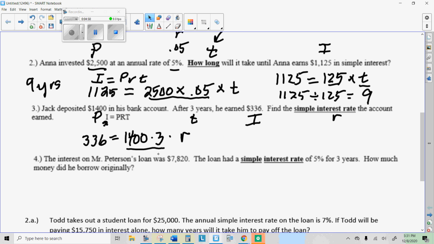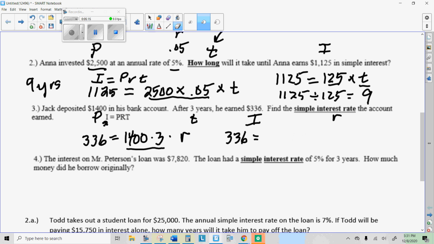So again, this is like the last problem. We can multiply those two. And so I'm just going to rewrite it. I think I know that 1,400 times 3 is 5,200. Whoops, I did that a little wrong. Maybe I should have used the calculator. 4,200.